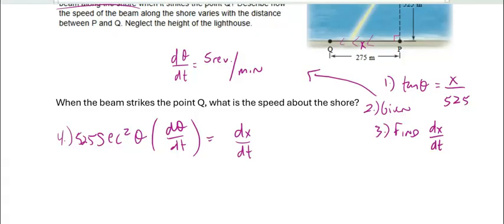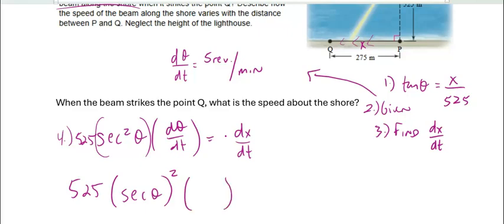So what I need to know is the secant of theta. Remember, it's 525, I know that. Secant squared, don't let that mess you up. That's the secant of theta. I just need to find the secant of theta, which shouldn't be too bad if you know your trig. This is the tricky part.